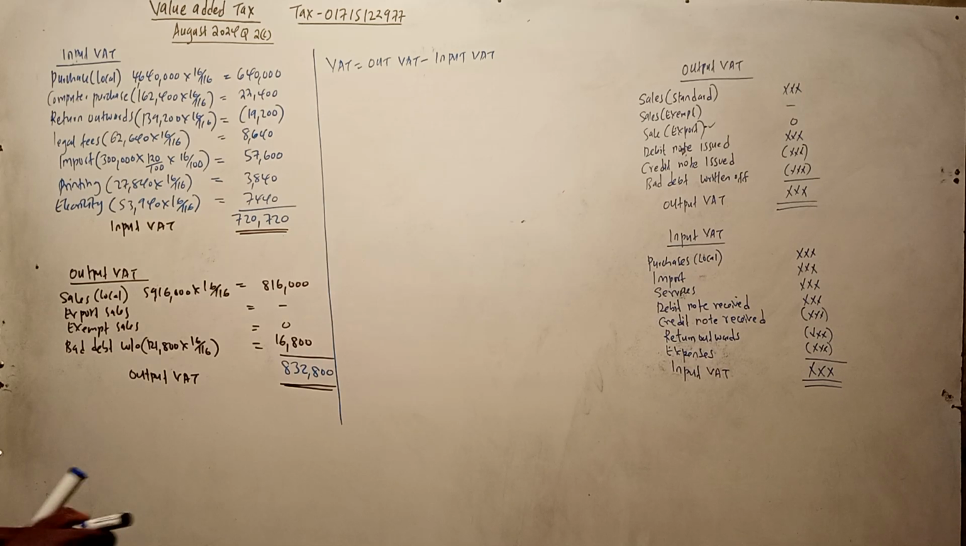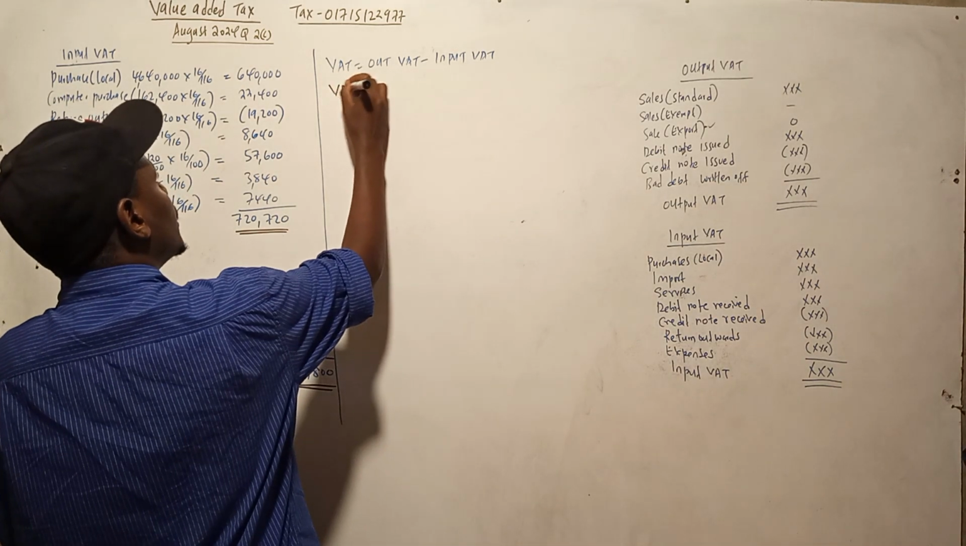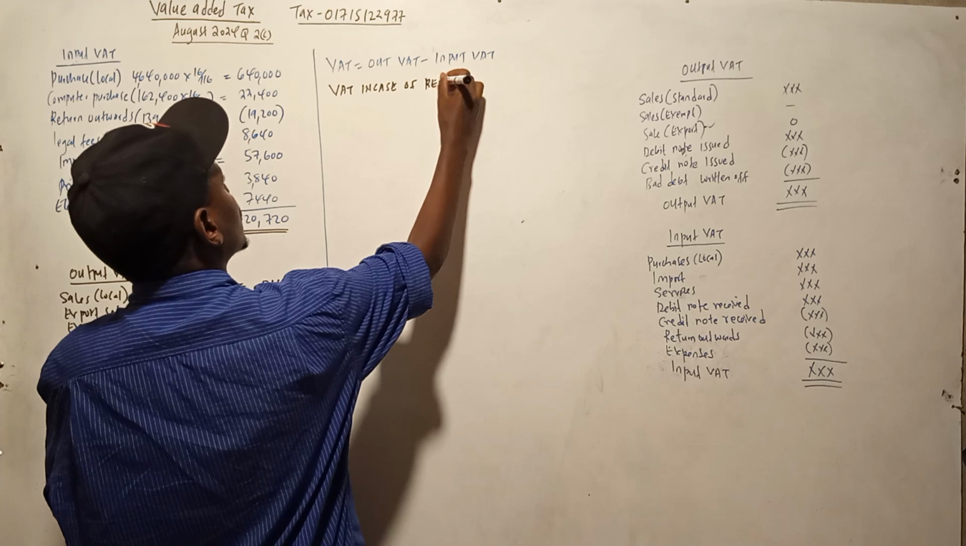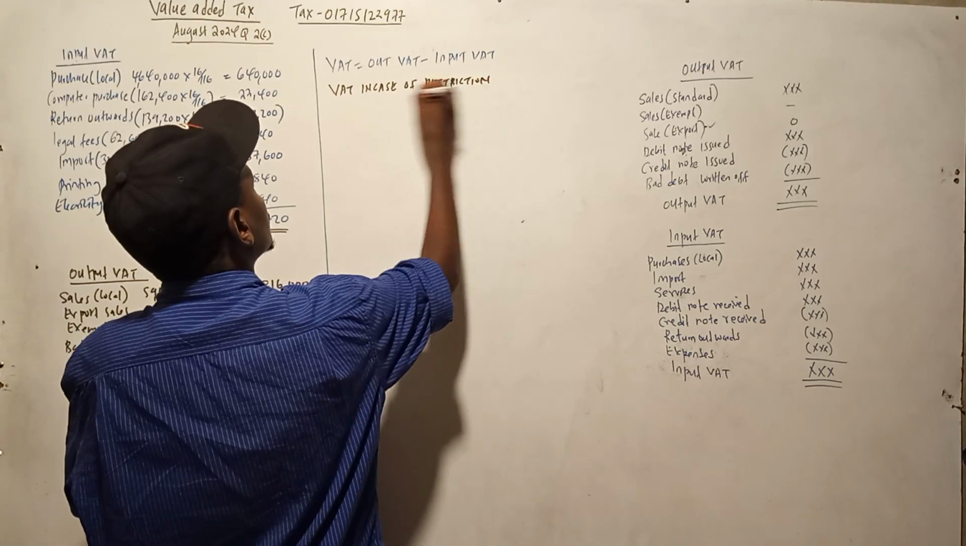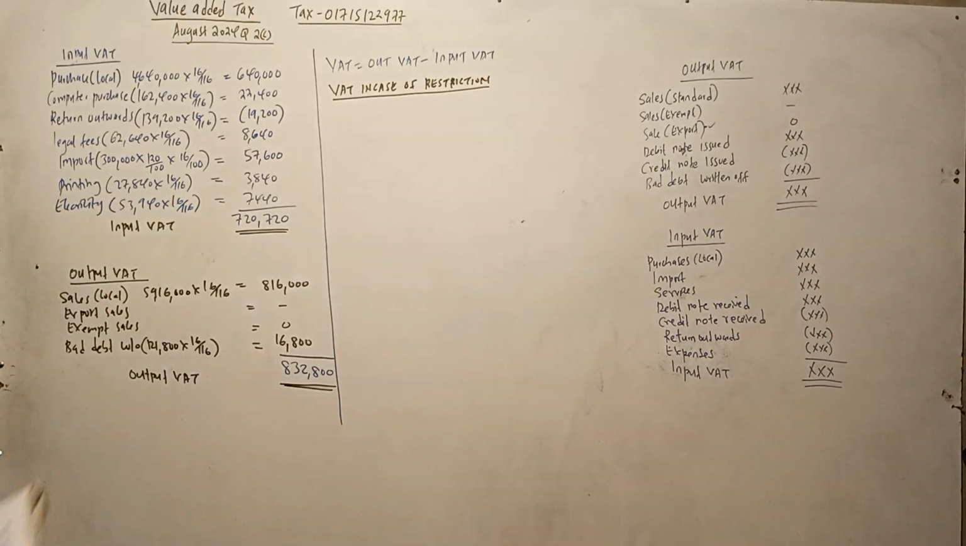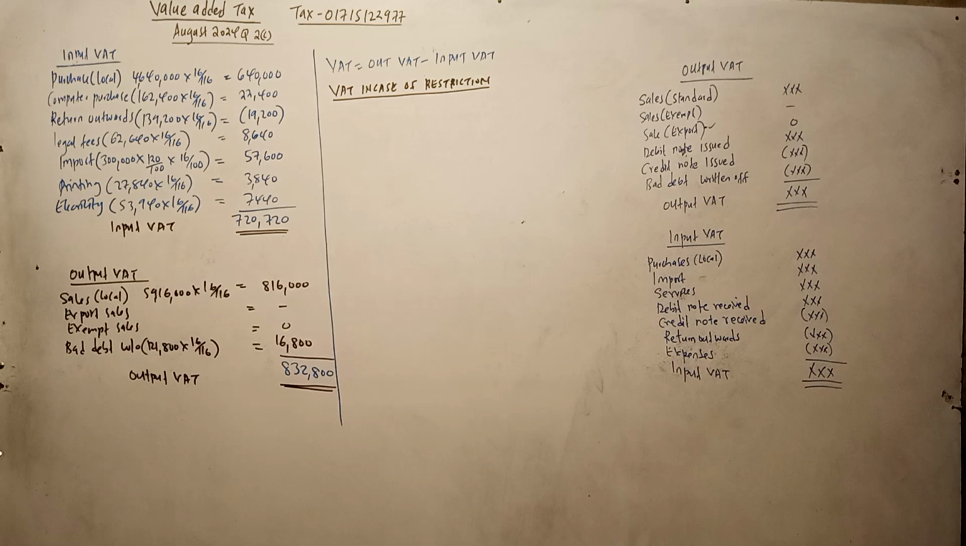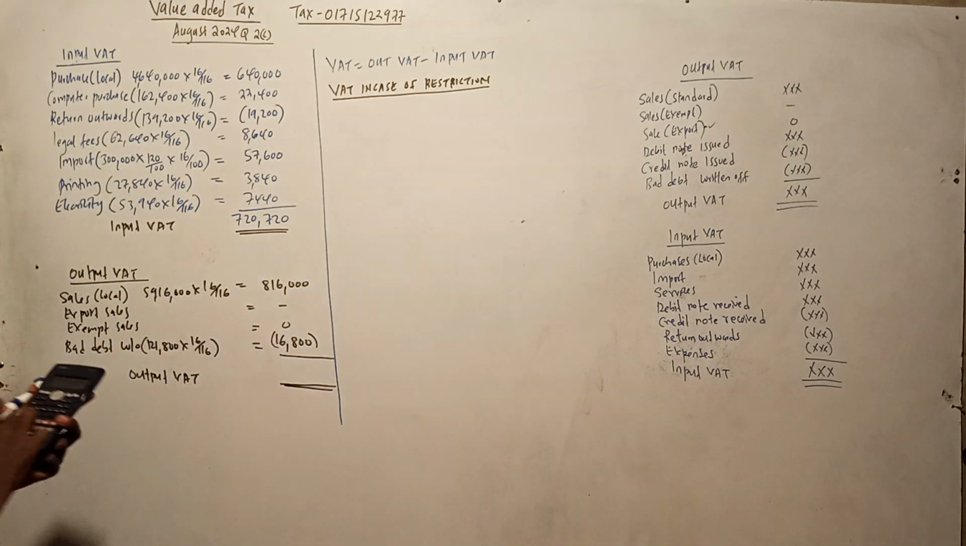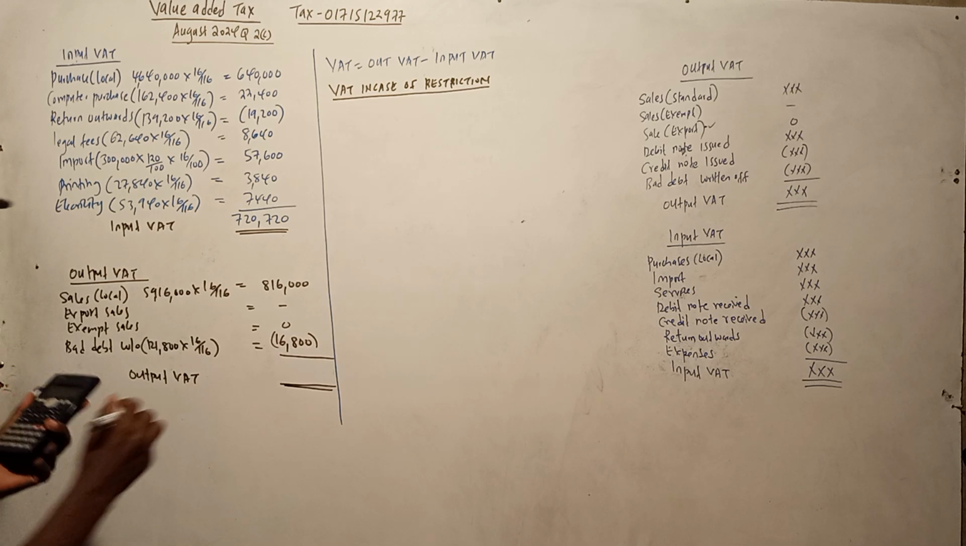So let's compute. So VAT in case of restriction, and remember restriction mostly is on exempt sales. Remember it is mostly on the exempt sales. So you need to know that one is on exempt sales. Now remember this was a bad debt. This was bad debt we are supposed to deduct. So it means our figure here is not that. So 816,000 minus 16,800, which is 799,200.